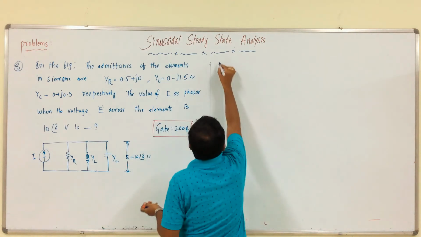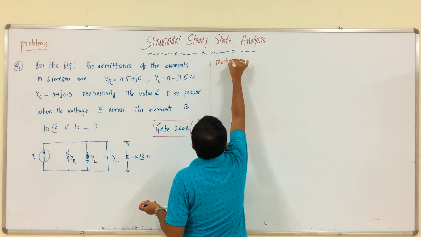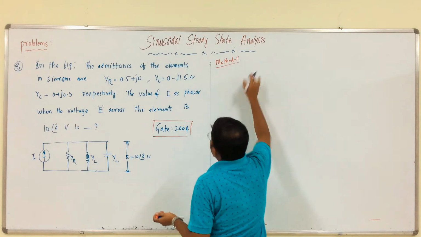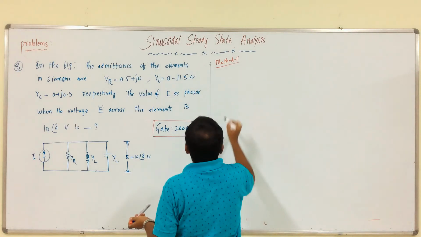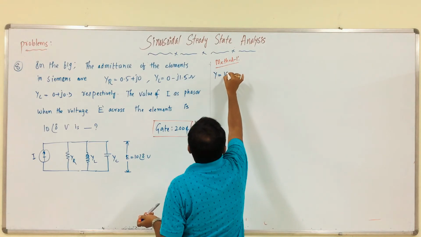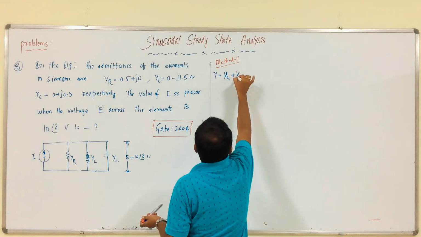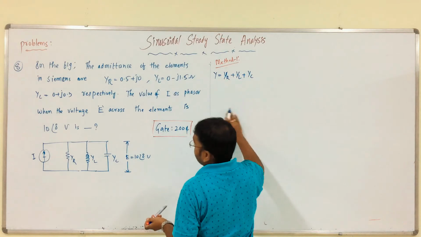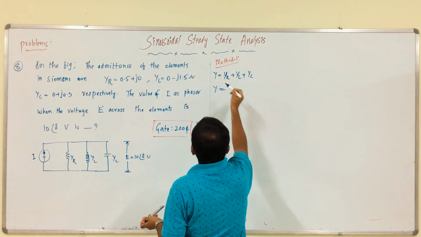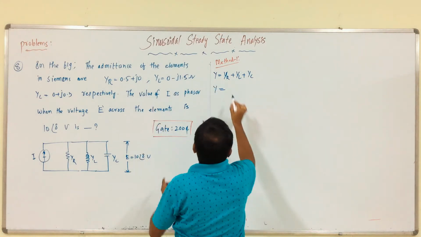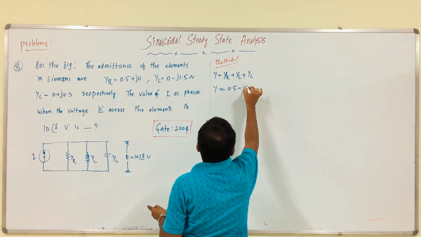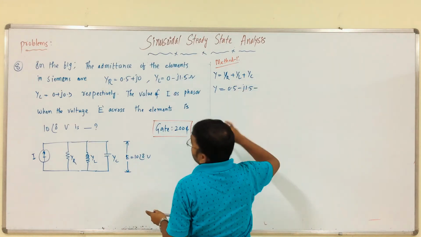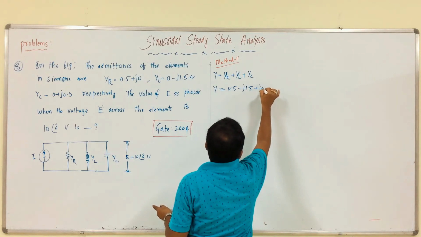So method 1: from the circuit we can calculate as it is. We all know that Y is equal to YR plus YL plus YC. So Y is equal to YR, which is 0.5, YL, which is minus j 1.5, plus j 0.3. That is it.